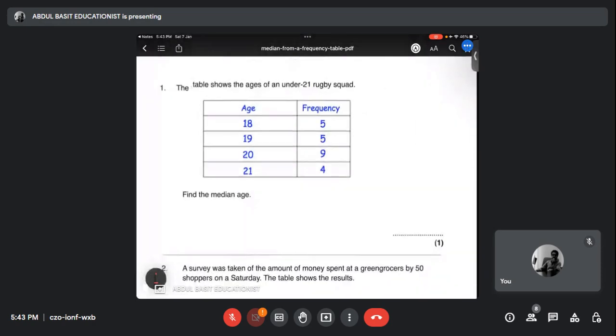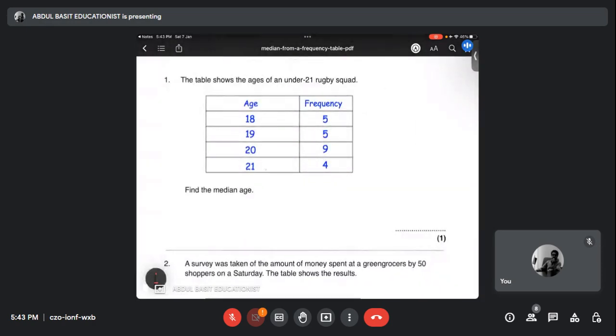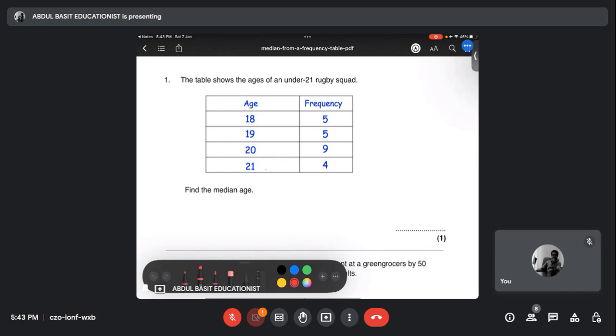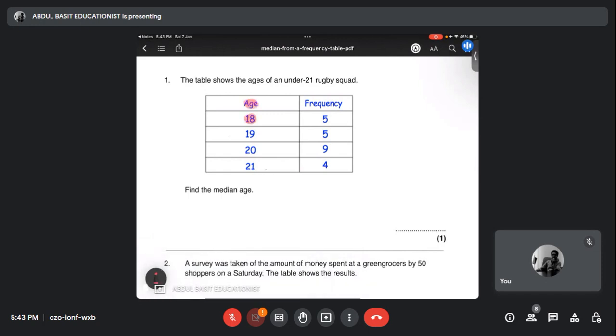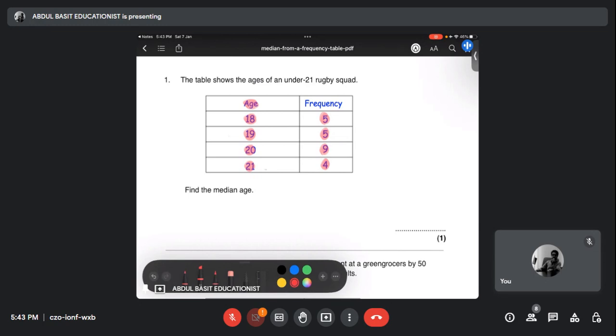The table shows the ages of an under 21 rugby squad. First, let us learn to read the table. At 18 years of age there are 5 players, at 19 years of age there are 5 players, at 20 years of age there are 9 players, and at 21 years of age there are 4 players. That is the under 21 rugby squad. Find the median age.